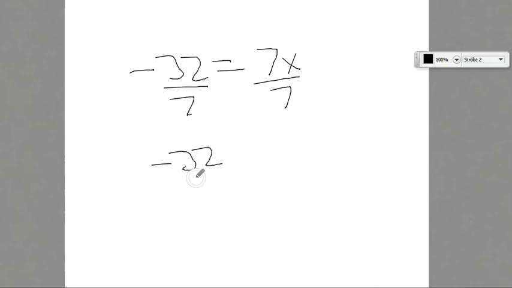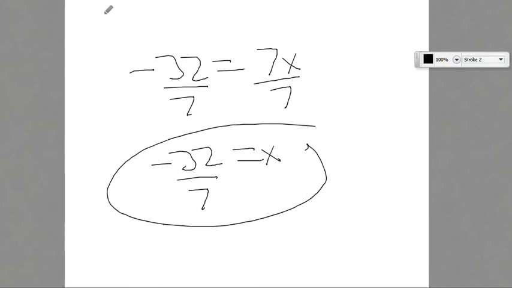And we're running out of space here. So negative 32 equals 7 times x. And then from there, to get rid of the multiplication of 7, we use division. Divide by 7 on both sides. Negative 32 over 7 equals x. That is our answer.